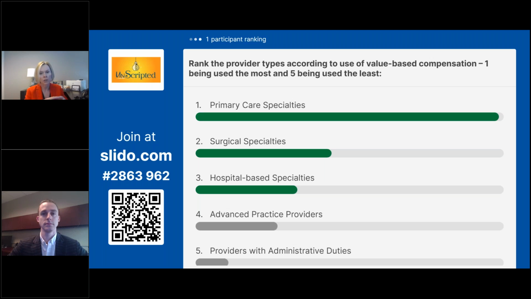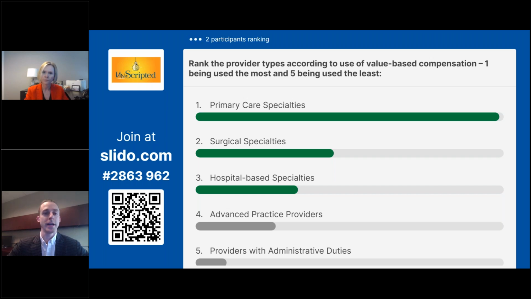And again, you're looking to modify behavior and enhance engagement and citizenship through these metrics. So it's not surprising to me at all that primary care, who directs so much in the physician space from a flow of patient perspective, is coming in first.